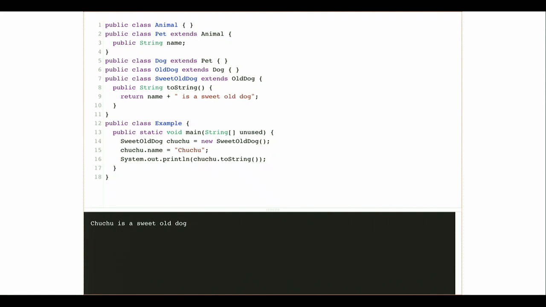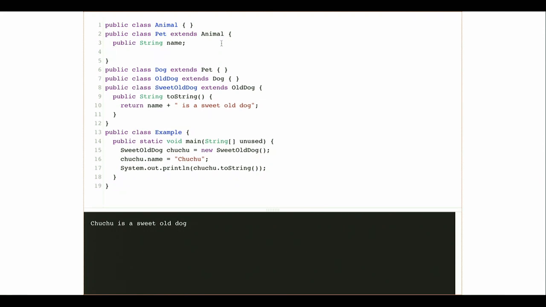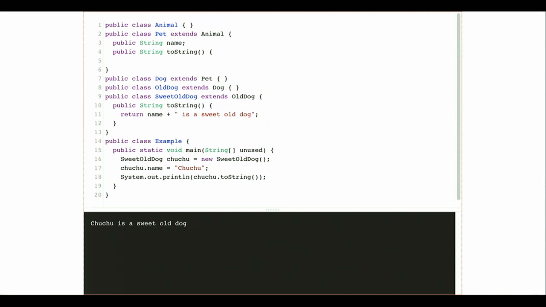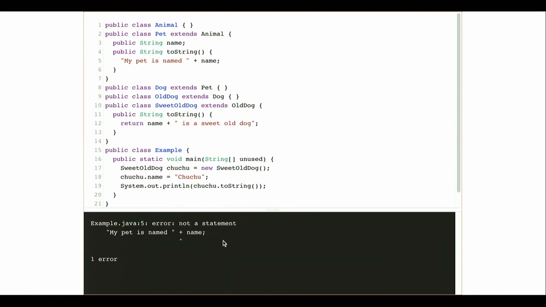All right. So now, let's try doing this differently. I'm going to add a toString method to animal. I'm going to say my pet is named, okay? And it's mad at me because I need to return this. Okay, so now I added another toString method, but I'm still seeing the same behavior. The reason is Java stops as soon as it finds a toString method that it can use.